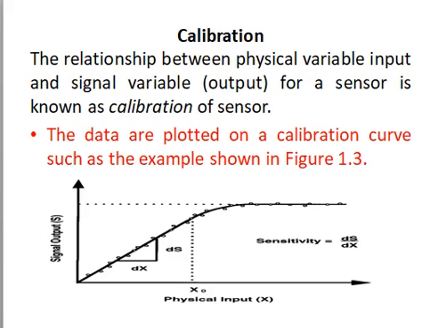And what is this calibration? As we are supposed to have known before, it is just the relationship between the physical variable, which is the input, and the signal variable, which is the output from the sensor. So the relationship between the two is what we call the calibration. And for you to understand this or to remember this very well, let us look at this figure.